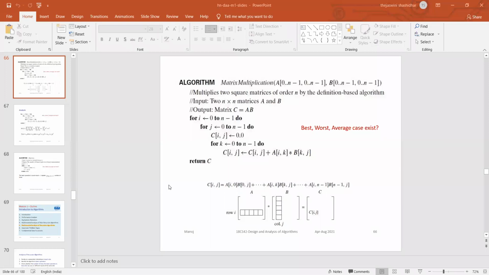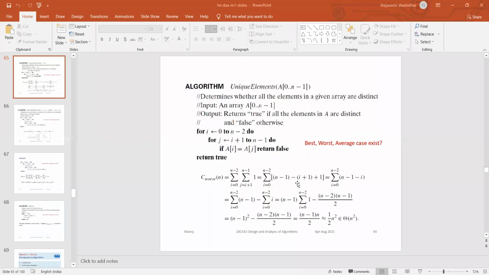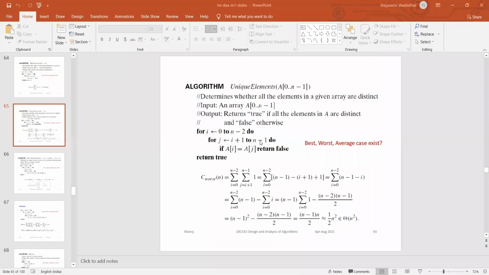Okay. So this is the video lecture on DA. We are currently discussing non-recursive algorithms. Under non-recursive algorithms, in yesterday's class we went through finding the maximum element and the unique element. Unique means different elements. How to find the unique elements, we went through with two examples in yesterday's class.